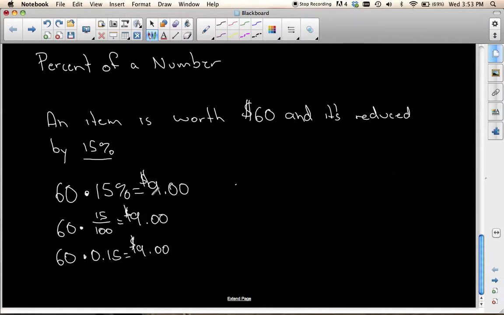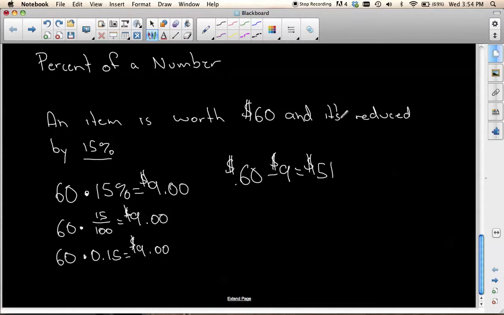Now all this $9 is telling me is that I'm getting $9 off my $60. So if I have a $60 item and my rebate is $9, all that this is telling me is that I'm saving $9 on the whole thing. That's it. So it's telling me that the cost of my item after this rebate is $51.